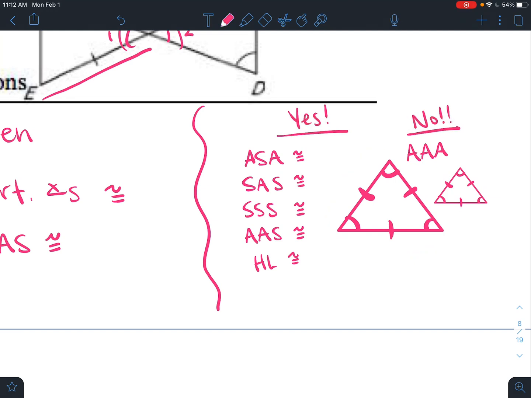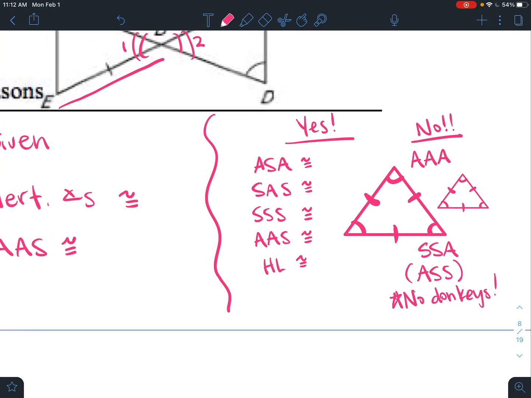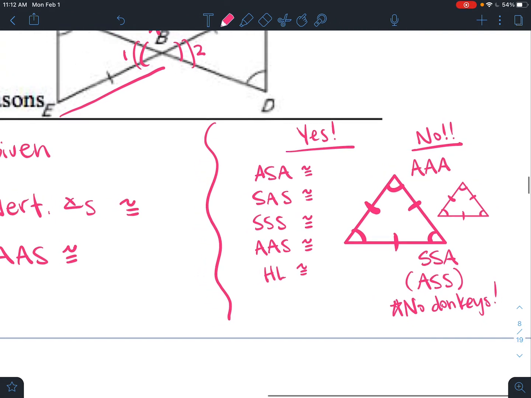The other one is side, side, angle. Now, if you read this one backwards, angle, side, side, I want you to remember no donkeys. If it makes a word that you're not supposed to say at school forwards or backwards, then it is not a way to prove triangle congruency. And we'll talk a little bit more about why in class. It mainly has to do with that additional side and its placement.